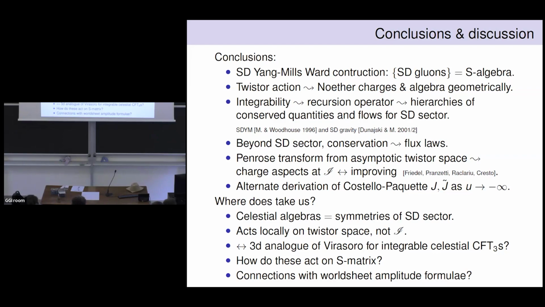Beyond the self-dual sector, of course, these are no longer conserved quantities, and there will be some flux laws. These will obviously go up to scri. I don't think they're as well understood as we'd like, but with a bit of luck, one should be able to compute these flux laws. There's a twistor action for full Yang-Mills, not just for the self-dual sector, and we should be able to compute how the flux works.